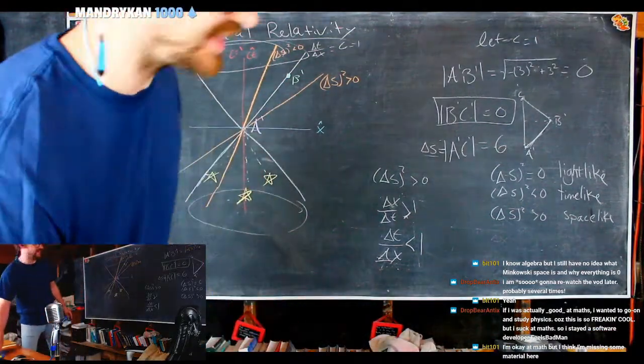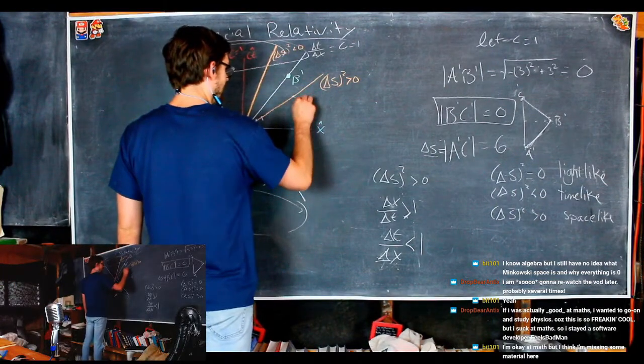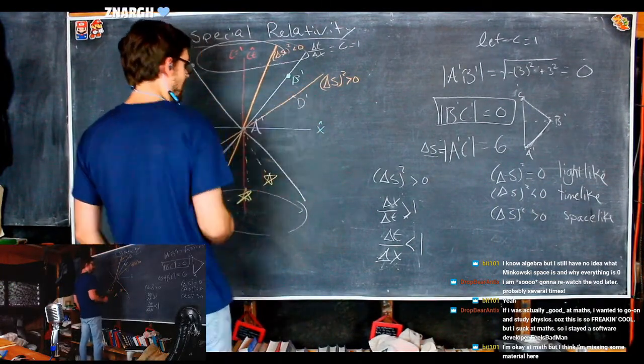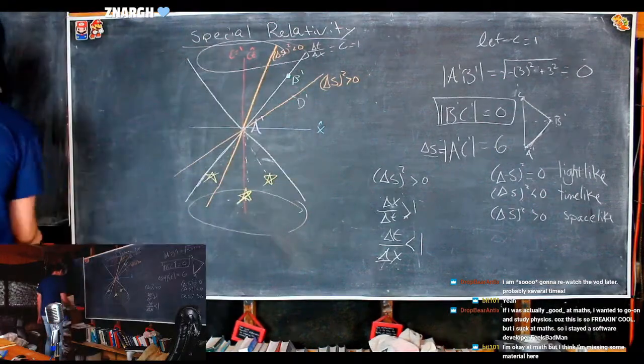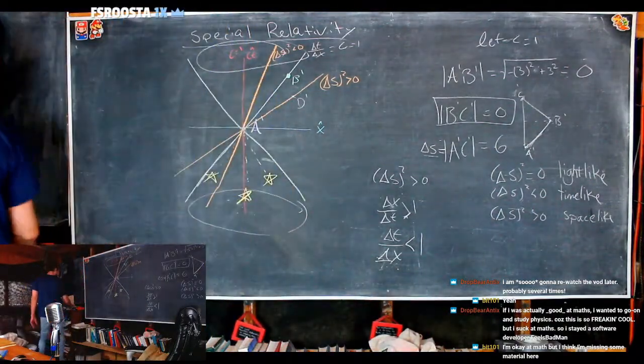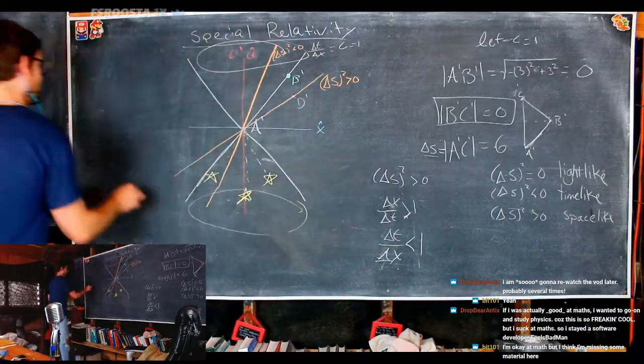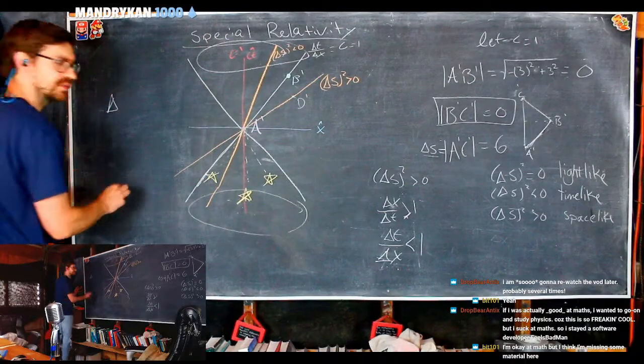So it doesn't make any sense to talk about something happening out here, calling it A prime to D prime. You won't be able to measure that change. It's outside the light cone. So now what we've done is we've taken this formula that is supposed to represent, do you see that? Yeah.